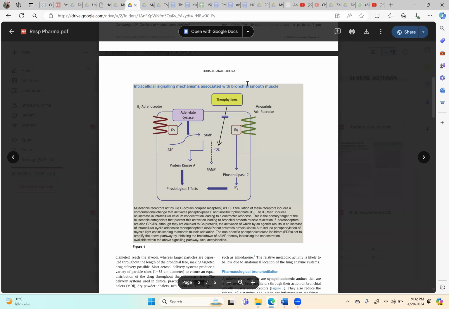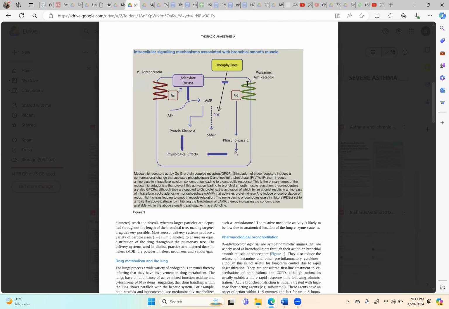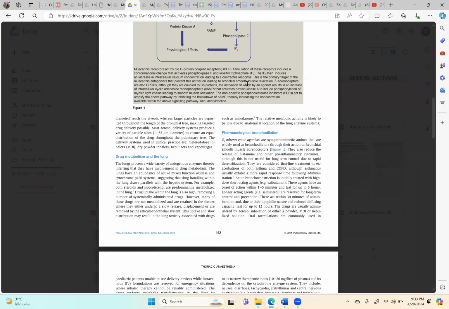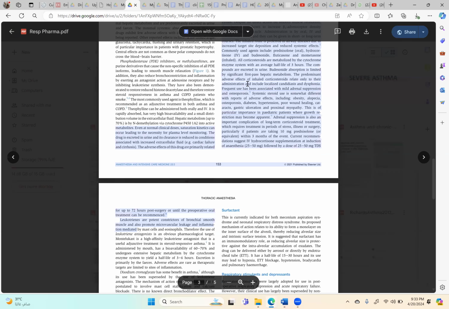You should be knowing the pathway, because theophylline and aminophylline have been used before. Now actually they are not frequently used, because of the arrhythmias created with aminophylline.